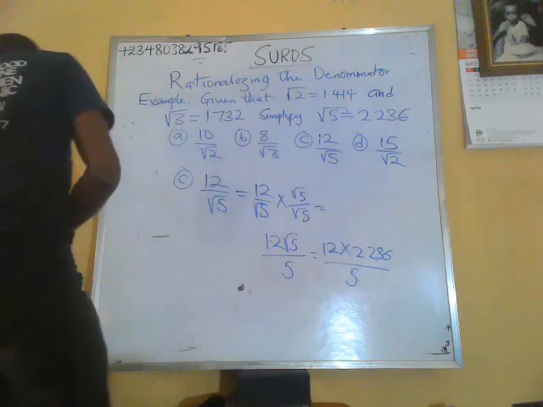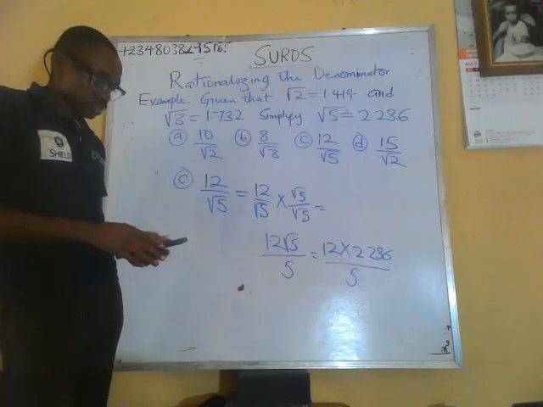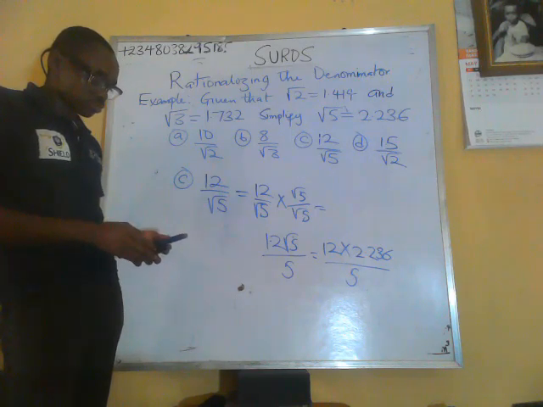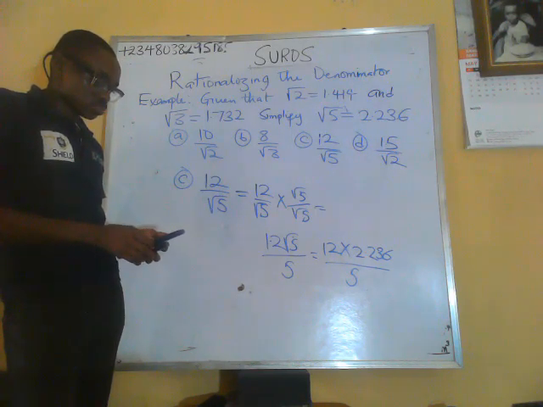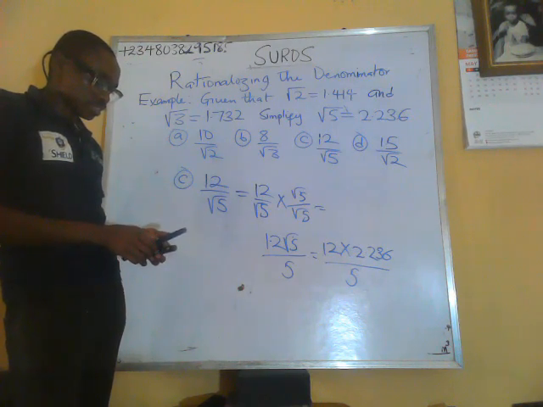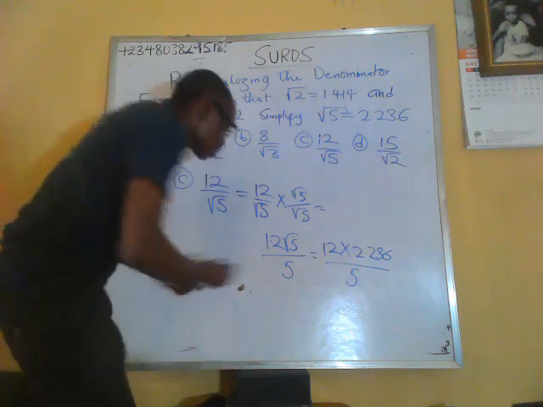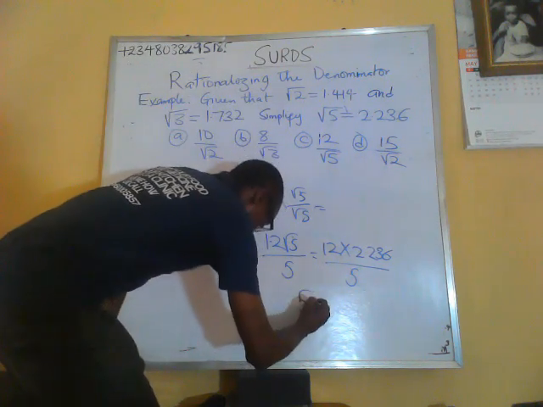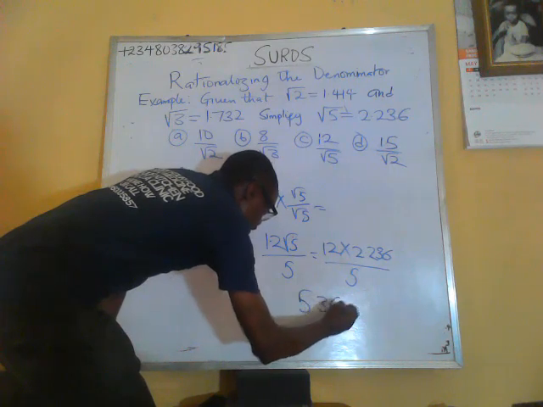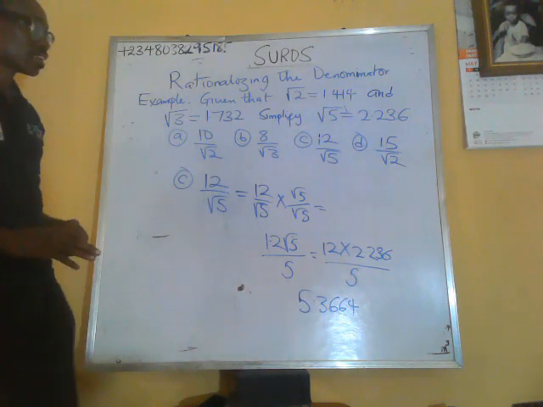So we punch our calculator. This gives us 12 times 2.236 divided by 5. The final answer is 5.3664.